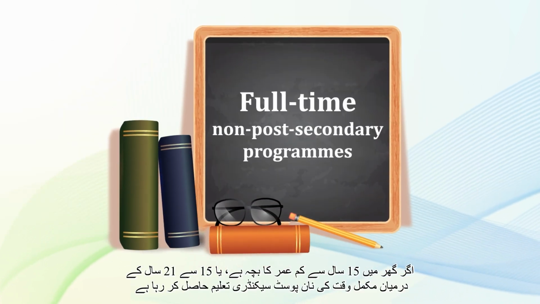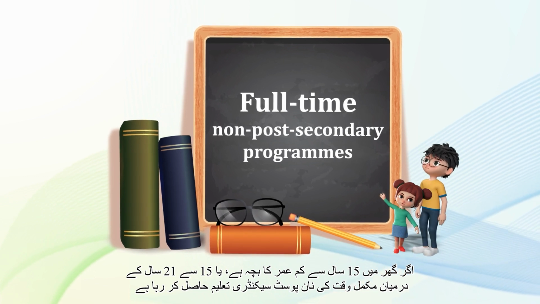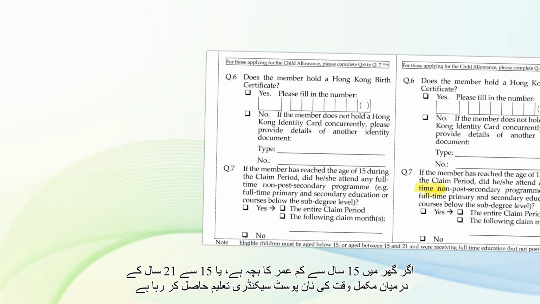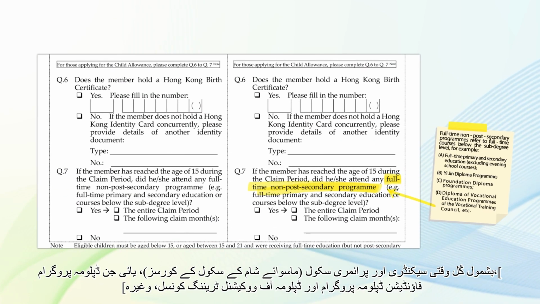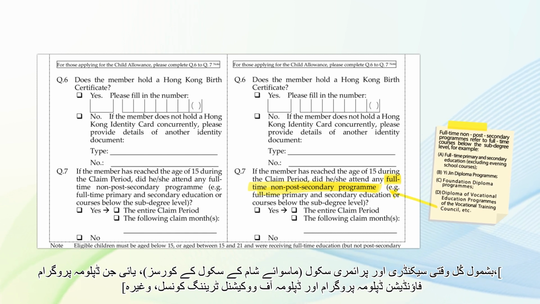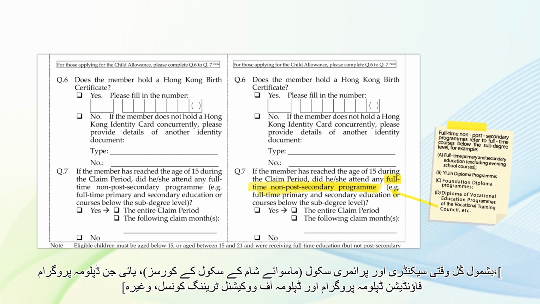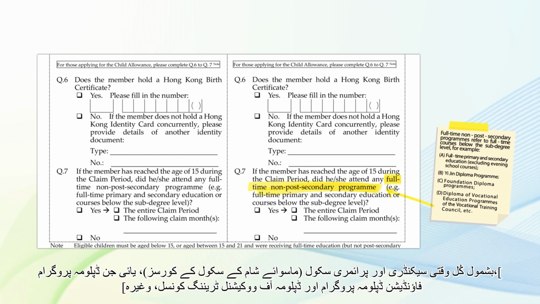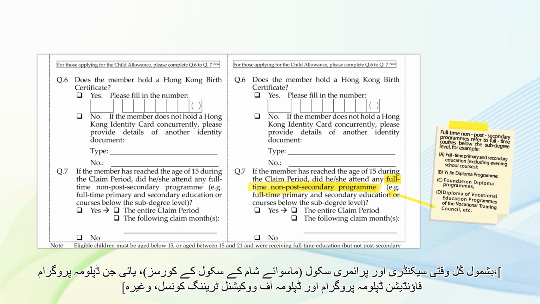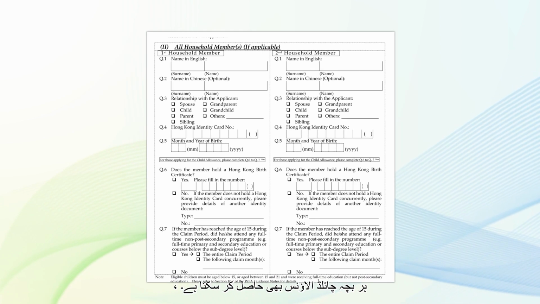If the household has a child aged below 15 or aged between 15 and 21 receiving full-time non-post-secondary education, including full-time secondary and primary school, excluding evening school courses, Diploma Yi Jin programme, Foundation Diploma Programmes, and Diploma of Vocational Education Programmes of the Vocational Training Council, etc. Each child may also receive a child allowance.